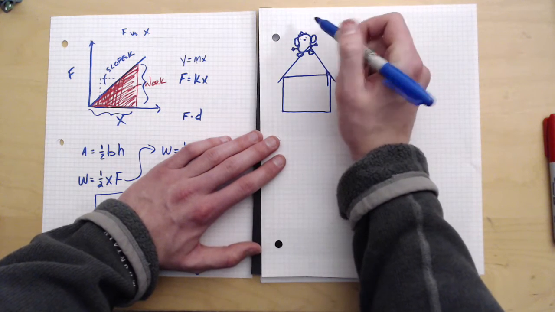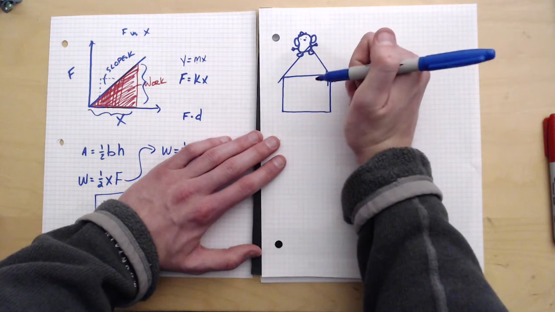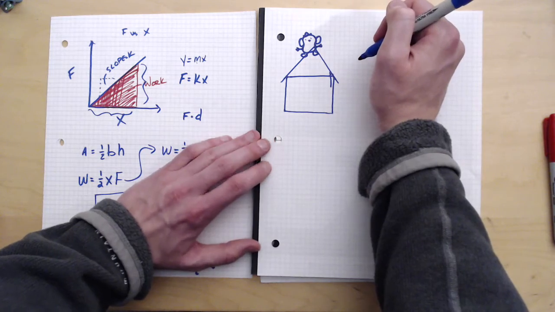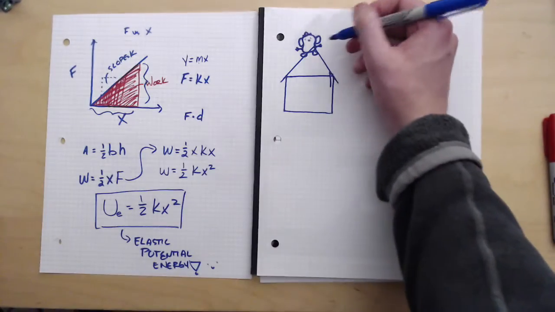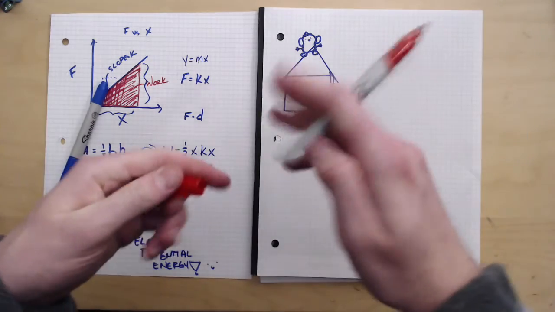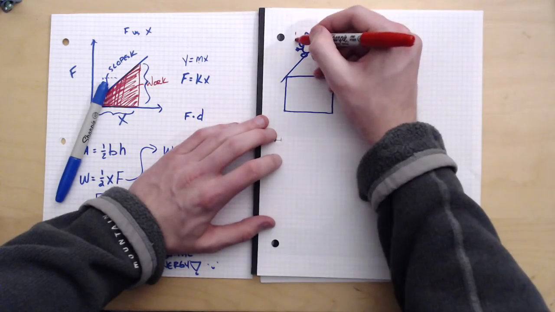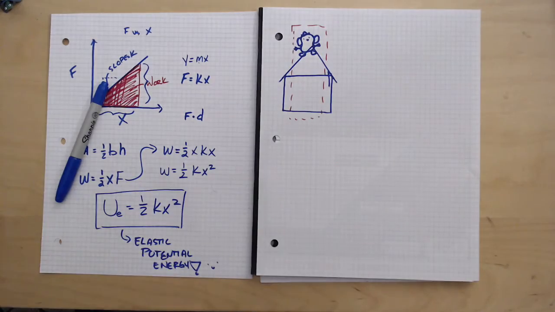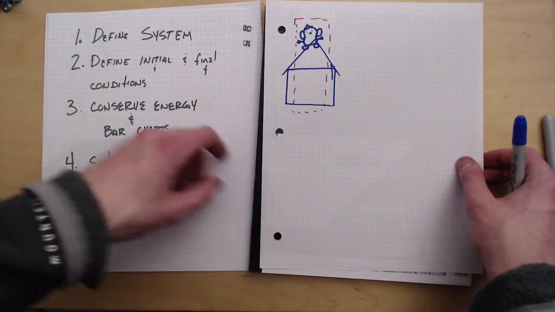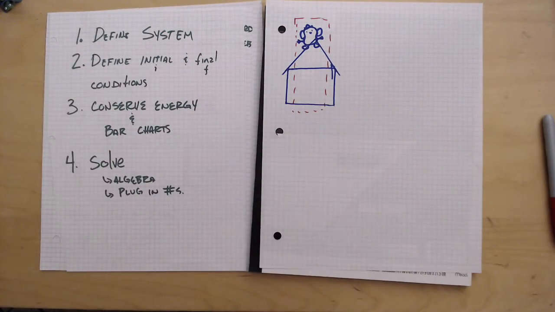So first, let's set up our situation here. There's Mr. Potato Head. And remember that our first step here was to define our system. So the system that we're going to look at is Mr. Potato Head and the Earth system. So I'm going to draw a dotted line around my system. Remember that was step 1, to define our system. Our step 2 was to define our initial and final conditions.